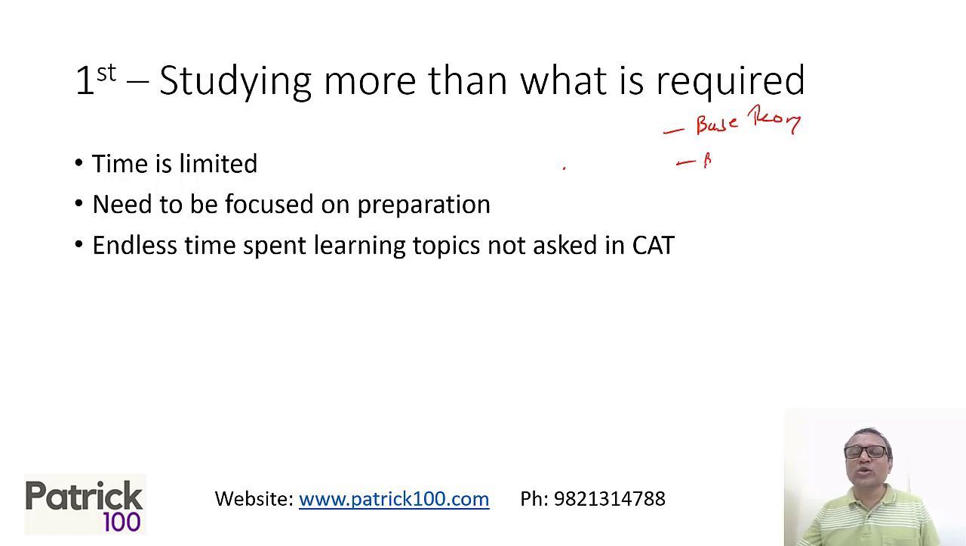Even binomial. There's no question directly related to binomial, but people tend to study the binomial theorem. In the same way, higher concepts of permutation and combination, difficult concepts of geometry, remainder theorems, etc. People do study a lot of things. These are complicated topics, and you tend to spend a lot of time studying them. In the end, it doesn't come in the exam, you're wasting a lot of time and it doesn't help. So endless time spent learning topics which are not asked in CAT, you're wasting your time.